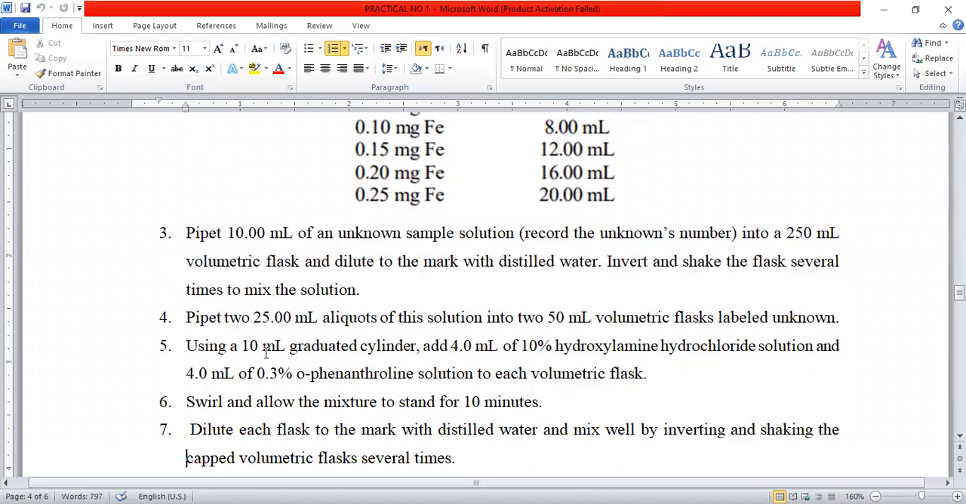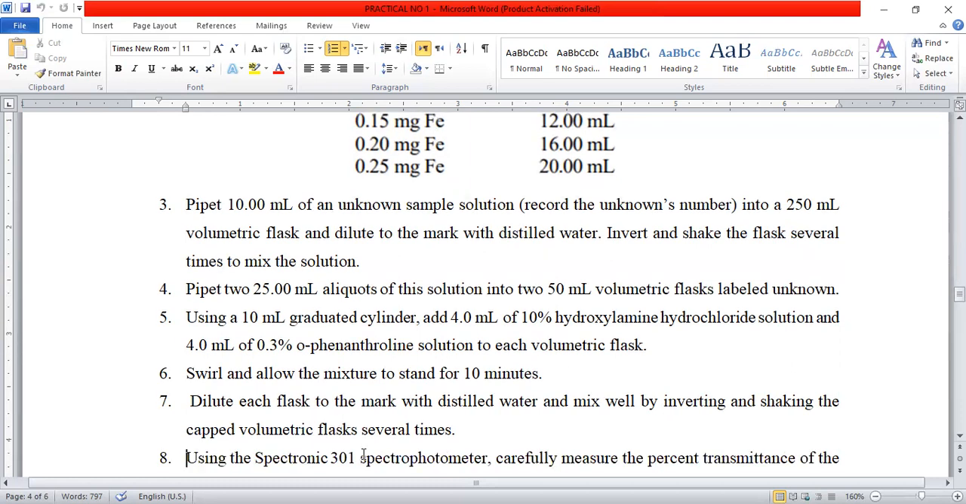Pipette 2 25 milliliter aliquots of the solution into 250 milliliter volumetric flask labeled unknown. Using a 10 milliliter graduated cylinder, add 4 milliliter of 10% hydroxylamine hydrochloride solution and 4 milliliter of 0.3% o-phenanthroline solution to each volumetric flask. Swirl and allow the solution to stand for 10 minutes. Dilute each flask to mark with distilled water and mix well by inverting and shaking the capped volumetric flask several times.